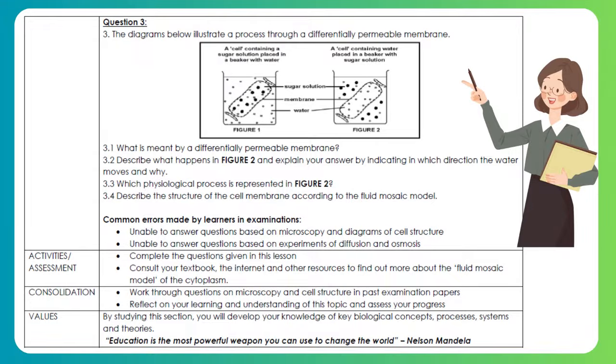Question 3. The diagrams below illustrate a process through a differentially permeable membrane. 3.1 What is meant by a differentially permeable membrane? 3.2 Describe what happens in Figure 2 and explain your answer by indicating in which direction the water moves and why. 3.3 Which physiological process is represented in Figure 2? 3.4 Describe the structure of the cell membrane according to the fluid mosaic model.